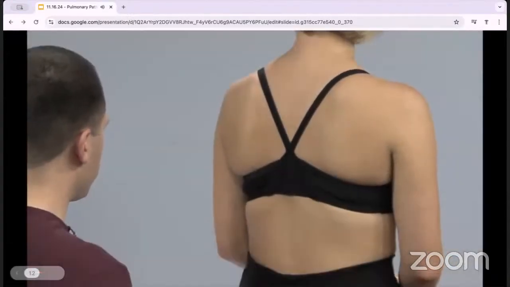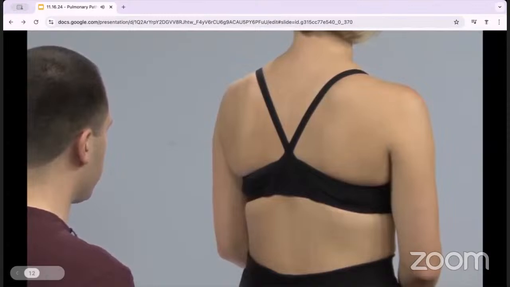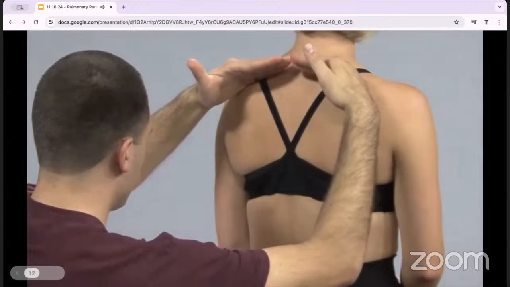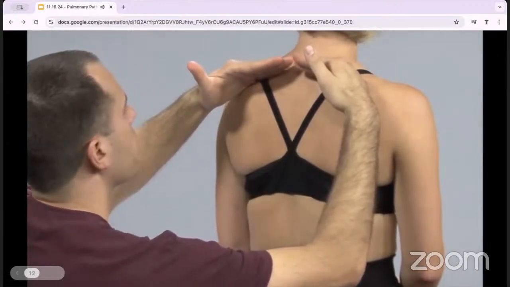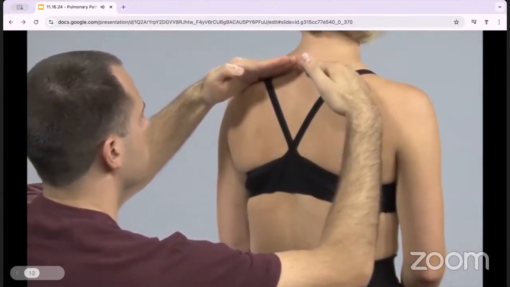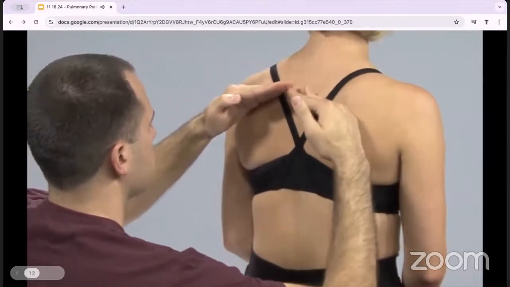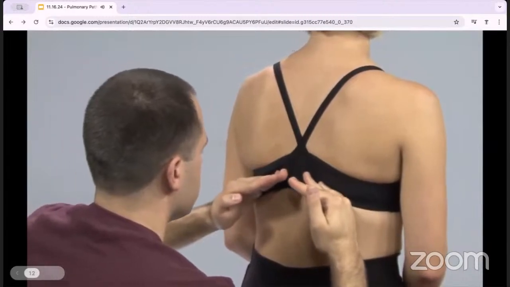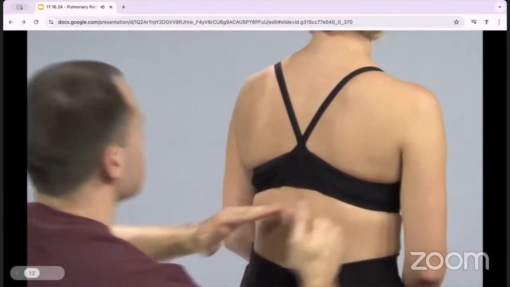Tactile fremitus. Tactile fremitus is a palpable vibration of the chest wall resulting from speech. Tactile fremitus may be performed in two ways. The first way is to place the ulnar surface of your hands against the patient's chest wall and ask them to repeat the phrase 99. 99, 99, 99.